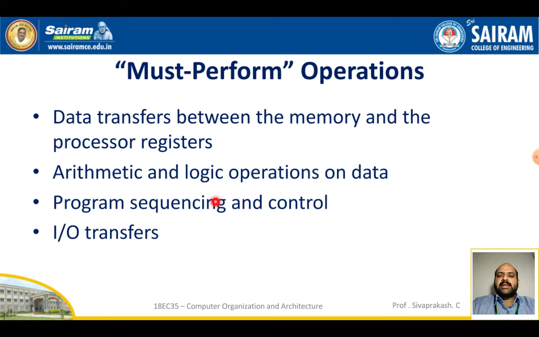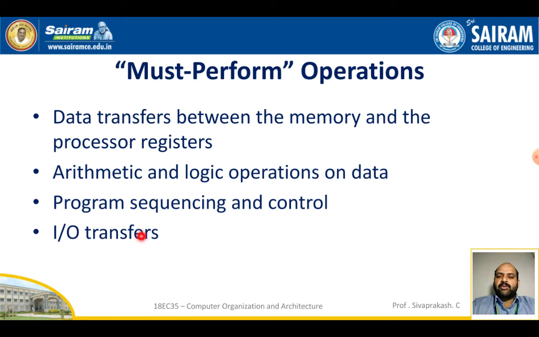Then the third one is program sequencing and control. What actually is program sequencing and control? For example, if I have a small subroutine, to call the subroutine we use a call instruction. To come back from the subroutine to the main program, we use a return instruction. This is program sequence control. Apart from that, an interrupt may be present, for which we can use int. Sometimes a loop will be present. So loops are called program sequencing and control instructions.